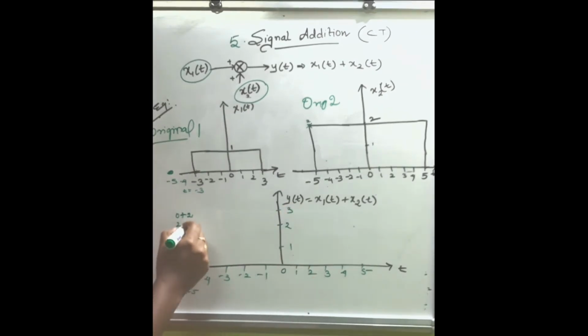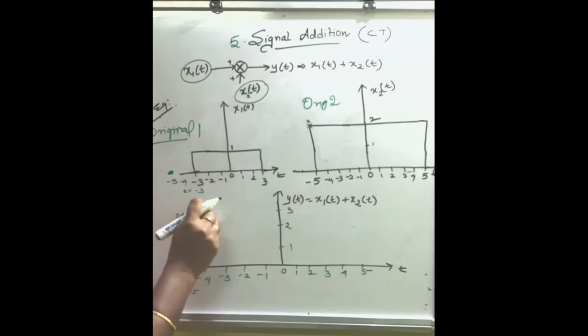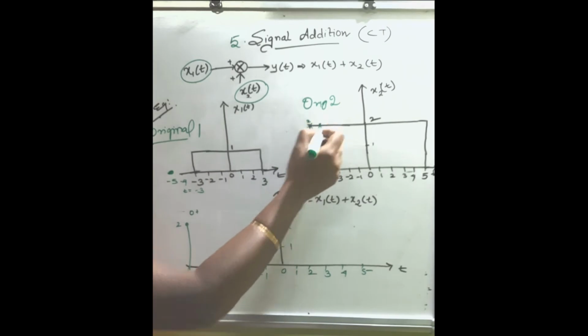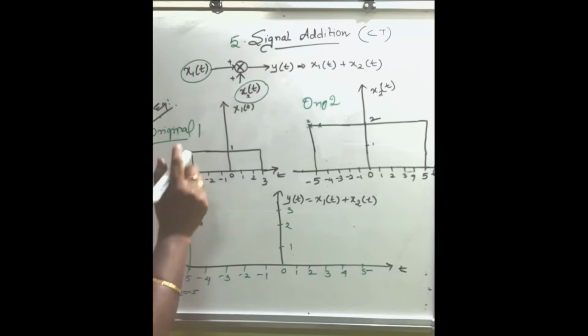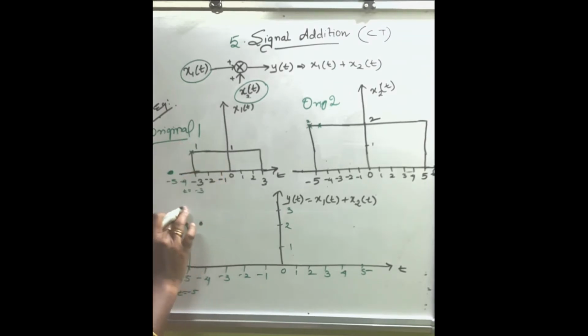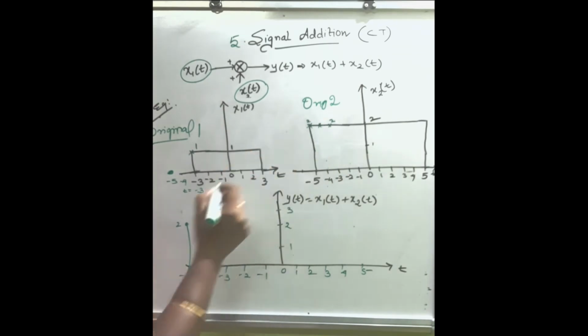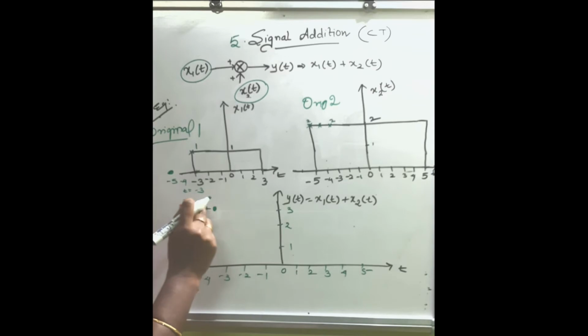In the second point, so this is the starting point. At -4, you have 0 here. You have 0 plus again another 2. So at -4 also, the amplitude is 2. Then let's check for -3. At -3, the amplitude is 1, whereas here the amplitude is 2. So 1 plus 2, we get 3. So for -3, the amplitude is 3.